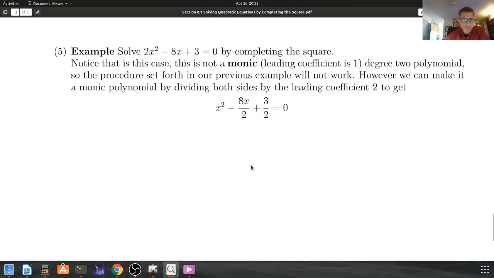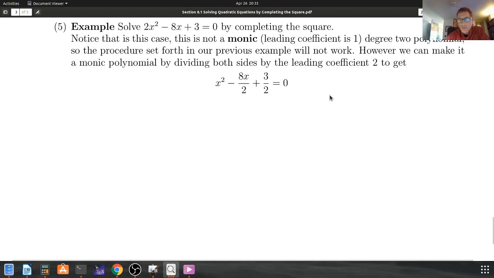Now in your notes, if you're following along, our next example is example 5. Now I'm not going to do this one. We could. It's not too difficult. I just want to notice that if we're going to solve 2x squared minus 8x plus 3 is equal to 0, you have to make the polynomial monic. That means the leading coefficient has to be 1. So what you do is you just divide through everything by 2. And that will give you x squared minus 8x over 2 plus 3 halves is equal to 0. And you can go on.